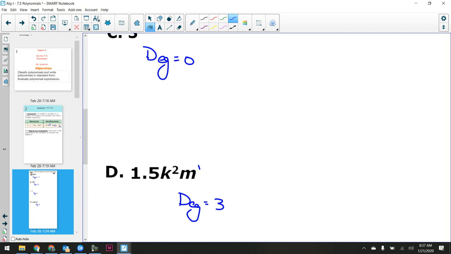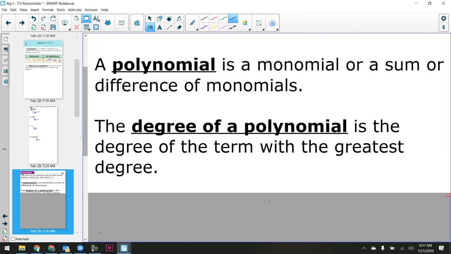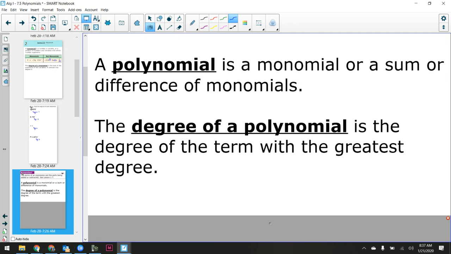Single term. So what if we start putting plus and minus signs in there? I said that for it to be a monomial, there couldn't be any plus or minus signs. Well, then we have to start calling it a polynomial. A polynomial is either a single monomial or a sum or difference of monomials. Yes, you can still consider a monomial a polynomial. I know it seems weird, but it's kind of like under that umbrella.